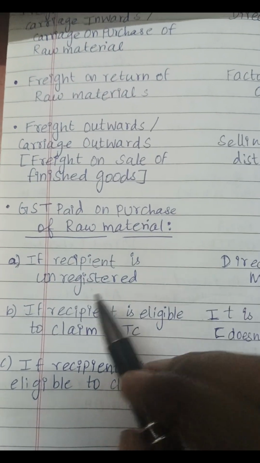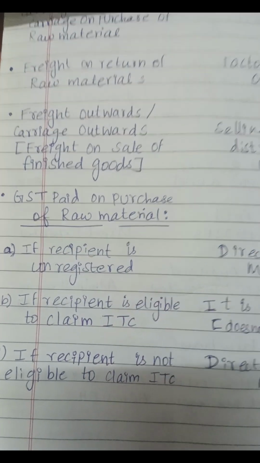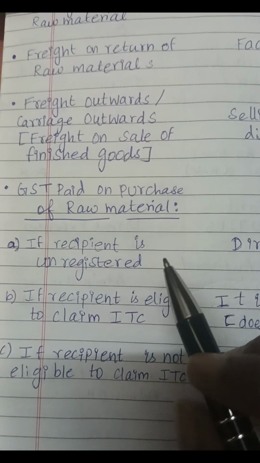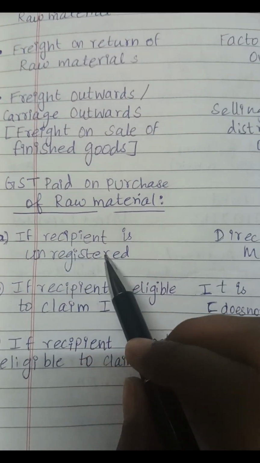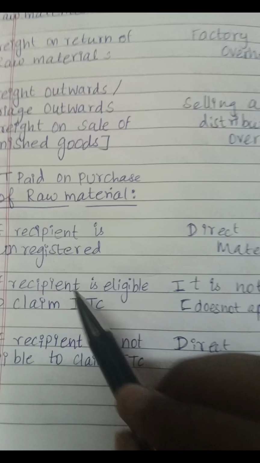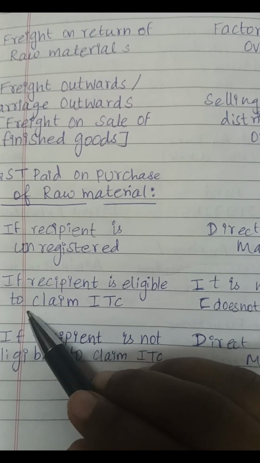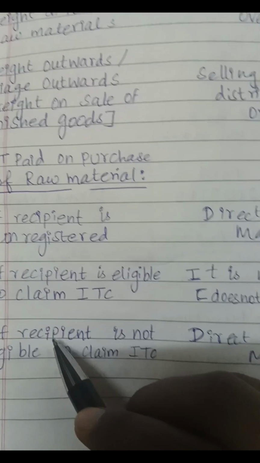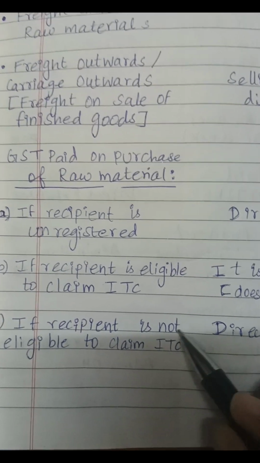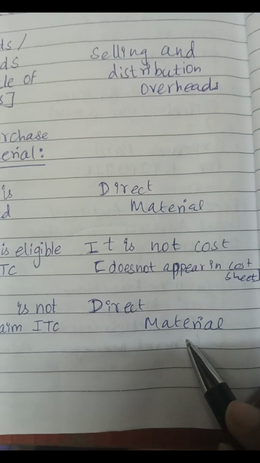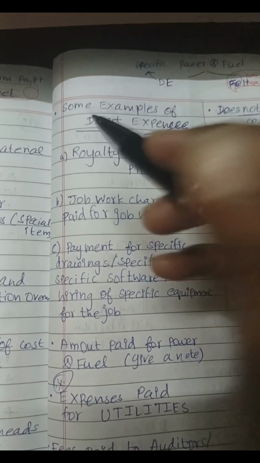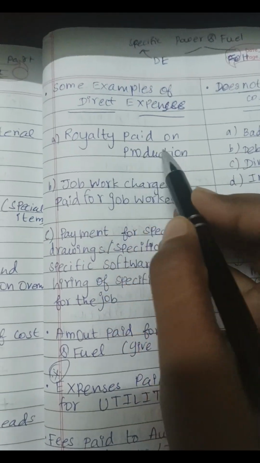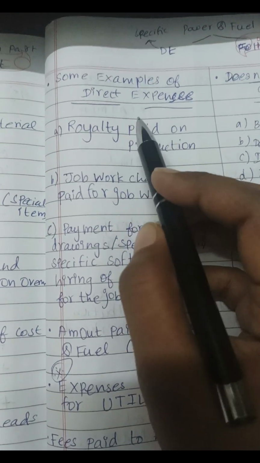GST paid on raw material. Here we see GST is paid, so tax should be included, we all know. First, see if the recipient is unregistered, it will come under direct material only. If the recipient is eligible to claim ITC, he will get back the amount, so it does not appear in the cost sheet. If the recipient is not eligible, if he can't claim the ITC, then it will also come under direct material.